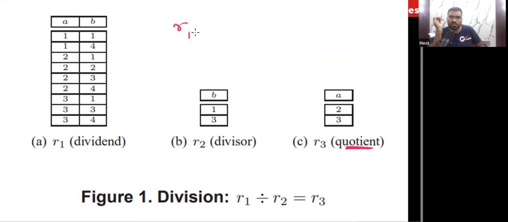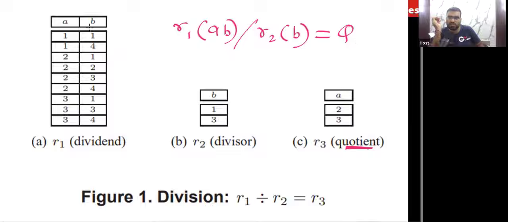Okay, means this R1, which has AB, you are dividing by R2, which has B. The result will be quotient, which will have A. Okay, so we have those A values which pair with every value of this divisor. Is this clear? Which pair with every value of divisor. That's it. So again, very simple note I can tell you that this is the idea.